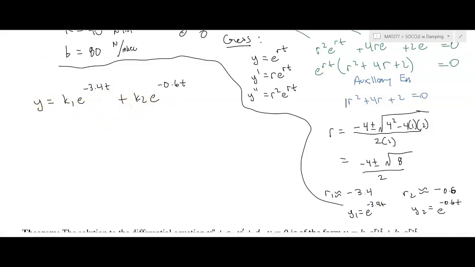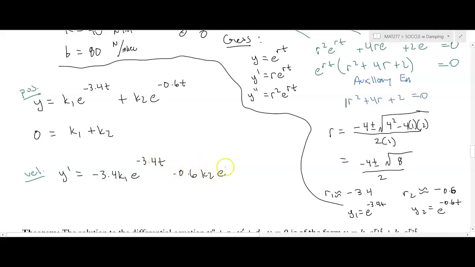So this is my position, and the story is the same. Position means we need to look at the initial position, which is 0. When we plug in 0 for t, the beauty of working with exponentials is this is just going to become k1 plus k2. Now for the velocity function, the derivative of this is going to be negative 3.4 k1 e to the negative 3.4t minus 0.6 k2 e to the negative 0.6t.